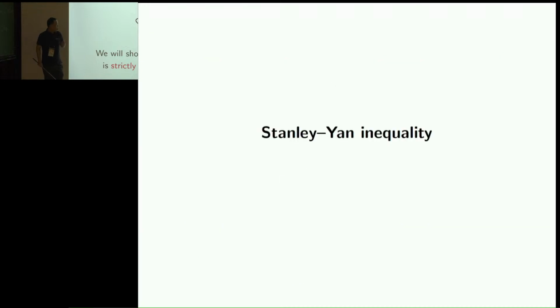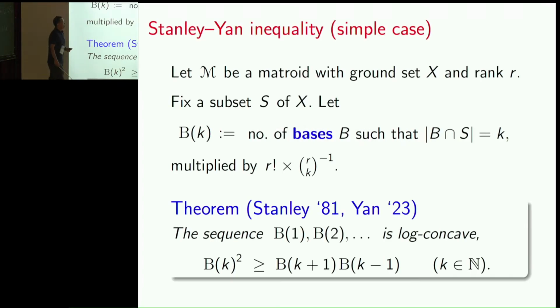Okay? And this slightly more general Mason's inequality is known in the literature as the Stanleyian inequality. Here is the statement. Let M be any matroid, can be regular, can be binary, can be anything. Fix a subset S of the ground set. Let B_k be the number of bases of the matroid such that the number of elements coming from this fixed subset S is exactly equal to k. The statement of the theorem is that this sequence B_1, B_2, B_3 is an ultra log-concave sequence. The ultra comes from the fact that you normalize by the binomial coefficients. Okay?